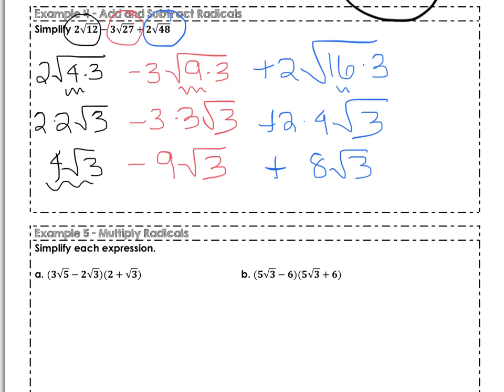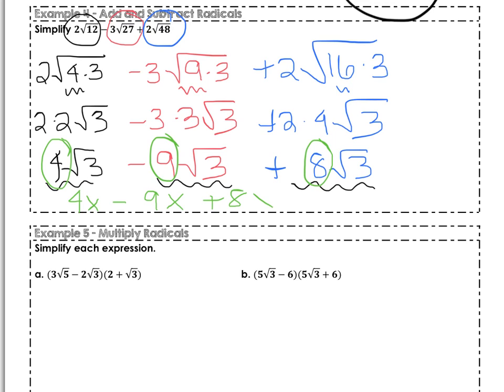Wow, look, all of them now have the same radicand. So all I need to do is look at their coefficients and add them, okay? One way of looking at this is it's really 4x minus 9x plus 8x, where x is just equal to radical 3. Did that make sense? All right, so when I add them together, 4 minus 9 is negative 5. Negative 5 plus 8, that's going to be 3. Notice I did not touch the radicand.